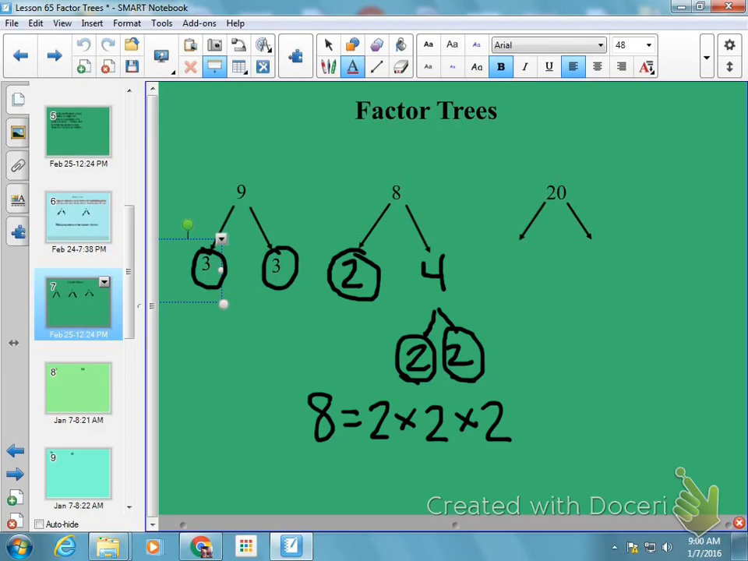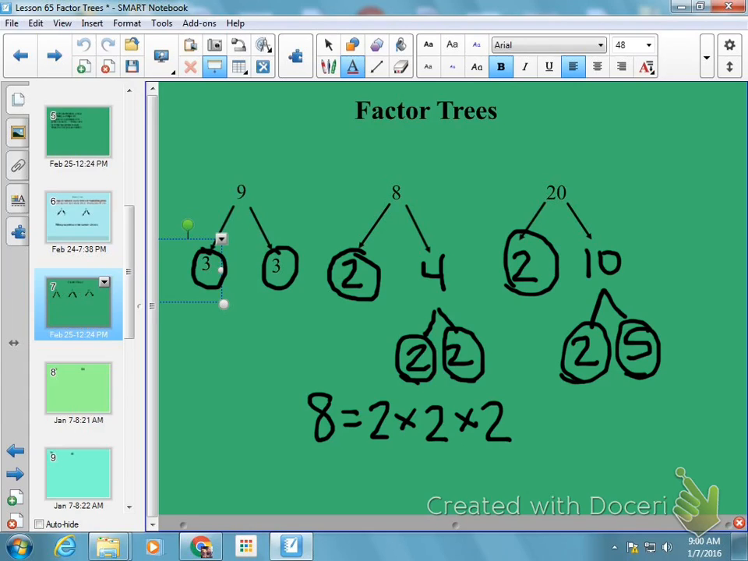So let's do 20. What two numbers can we multiply together to get 20? Okay, I'm going to say 2 and 10, because 2 times 10 equals 20, what they both stem from. Now, 2 is a prime, so that's the end of the branch there. 10 is not prime, 10 is composite. So what two numbers can I multiply together to get 10? 2 and 5. Now, 2 is prime and 5 is prime.